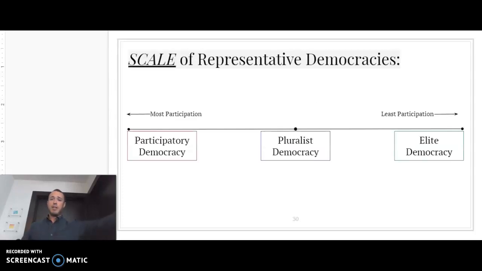So this is a scale right here I would highly recommend taking a picture of, writing down in your notes, all that stuff. This is a good one to make sure we are paying attention to. It says here, participatory democracy, pluralistic democracy, elite democracy. Those are our three types we're going to talk about, and you can see participatory is going to have more participation from the common people, and elite democracy is going to have less participation by the common people.